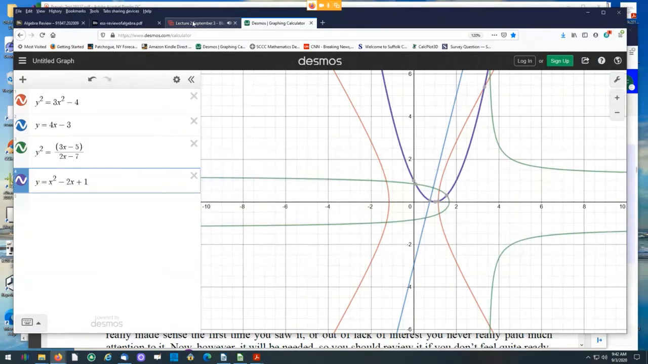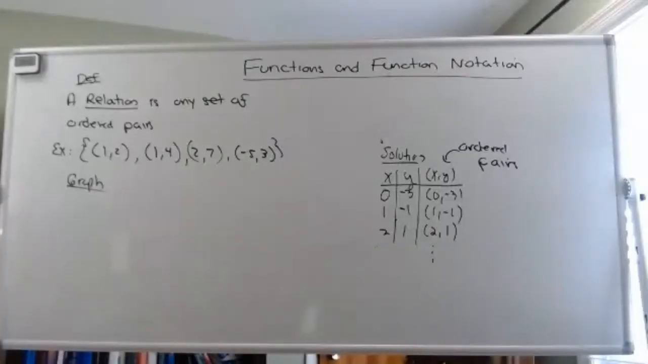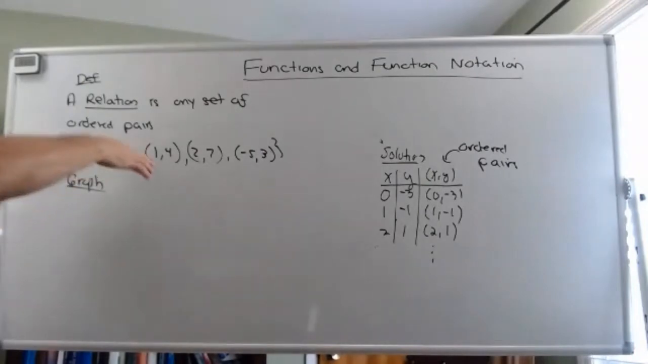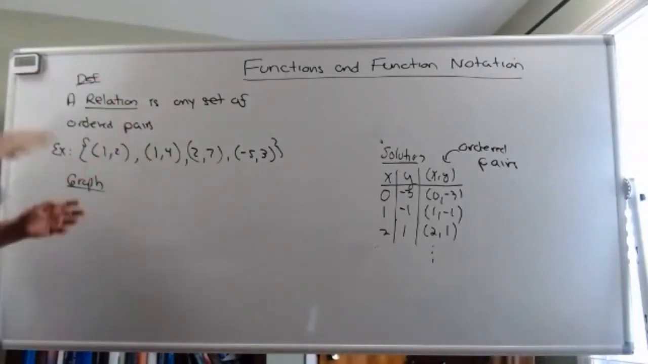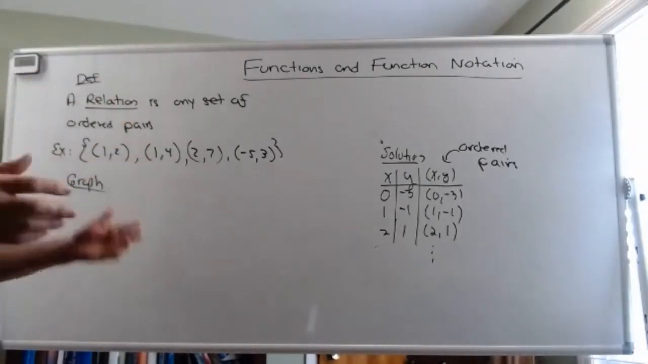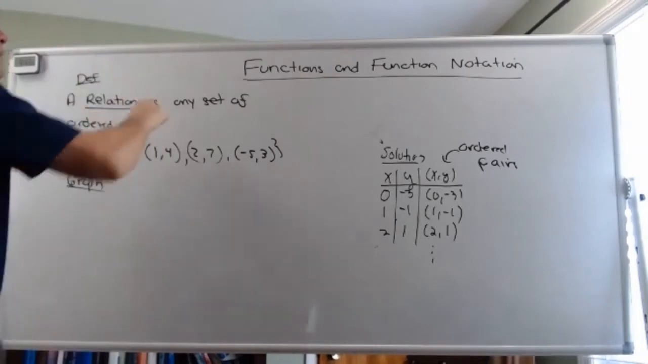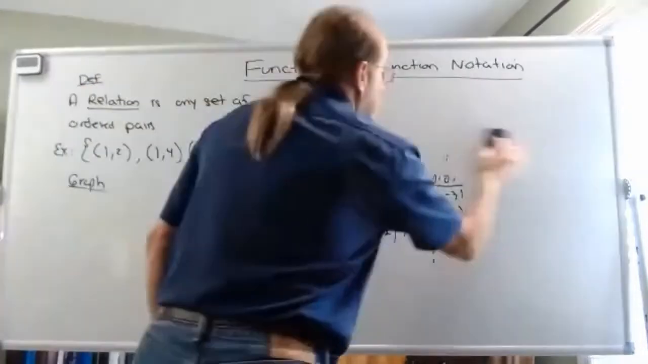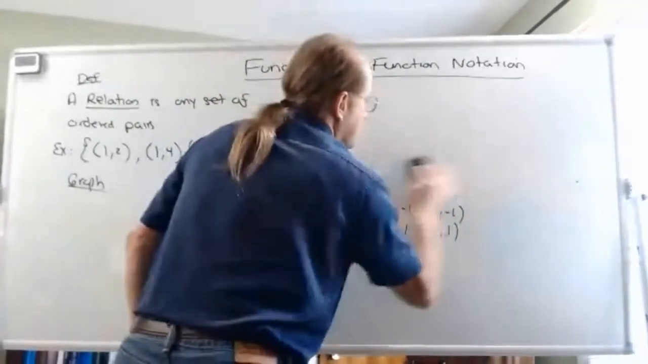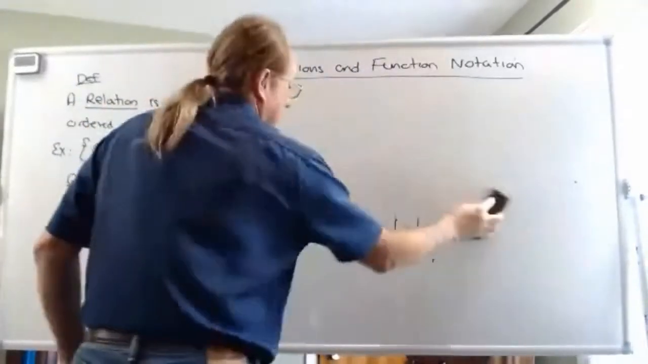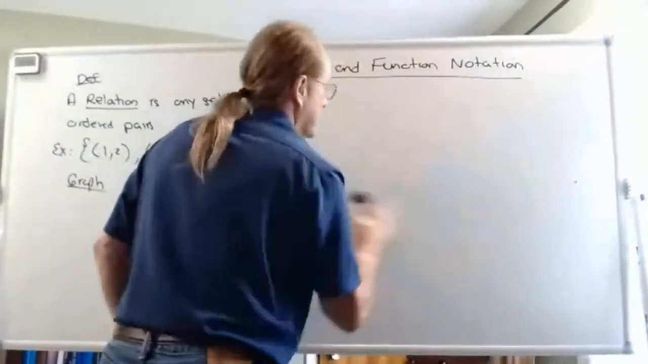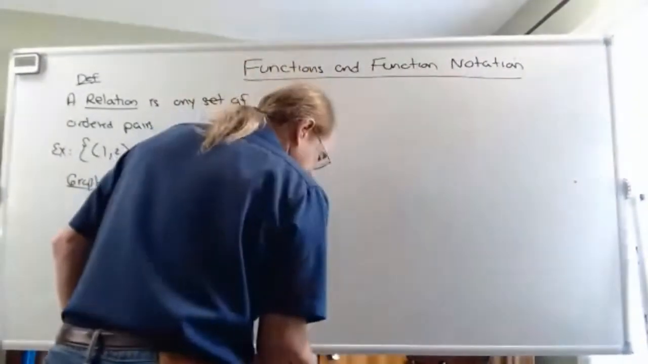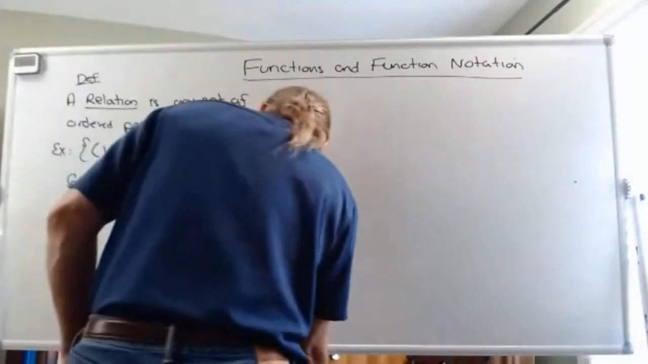We'll go back now. And I know most of you have seen that. That's just a simple way of showing what a relation is, any set of ordered pairs. Anything you can draw is a relation. What we're looking for is a special type of relation. A function is going to be a subset of relations. So a function has a very specific quality that we're looking for.